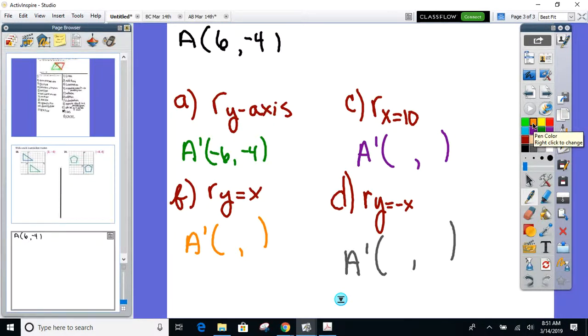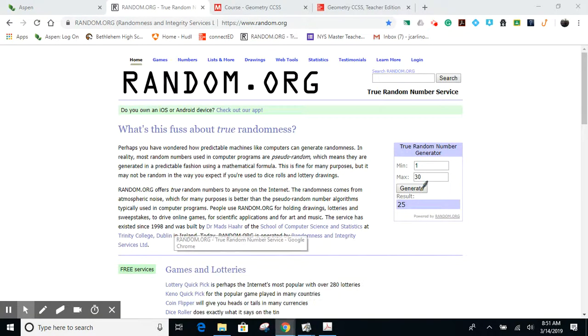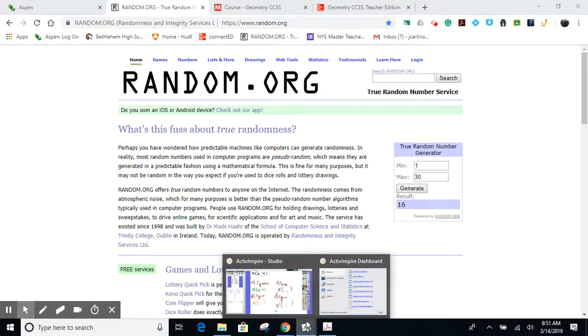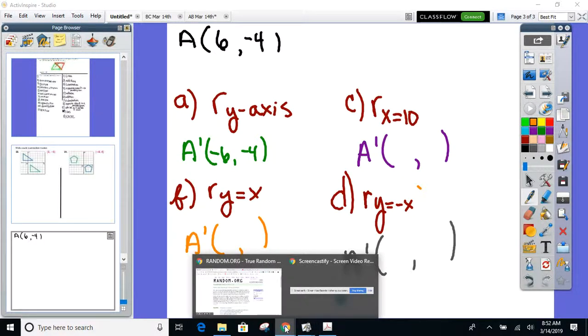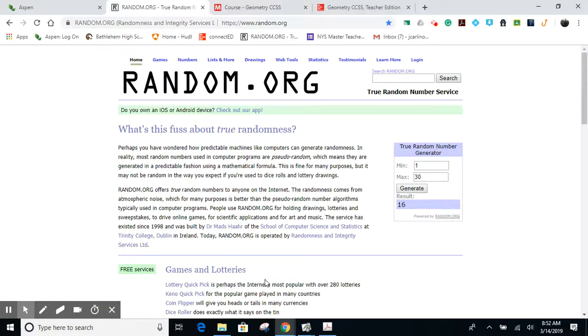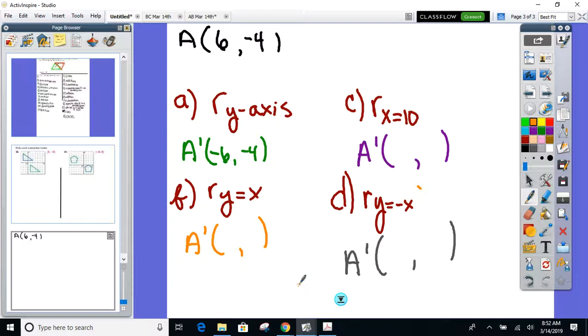Okay, how about y equals x? Had to remember the rule for that one. Y equals x. All right. The rule, everybody, was just flip the coordinates. Don't touch signs. Oh, this is fun.